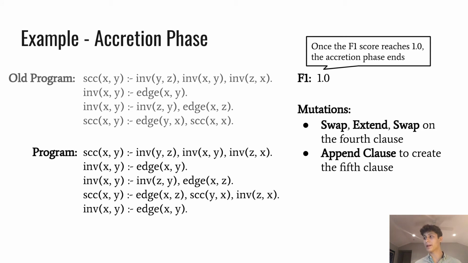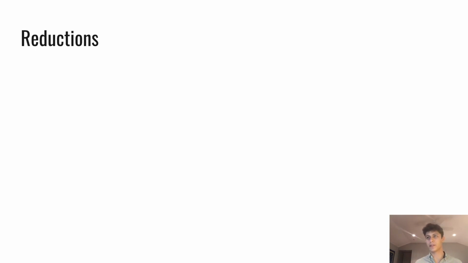Finally, we swap, extend, and swap on the fourth clause, completely deactivating it. As a result, the fitness reaches 1.0, and we perfectly match the input-output example. We also append a clause to create the fifth clause, but this clause is redundant with the second clause, so it doesn't affect the fitness. Notice now that we have a program that matches the input-output example, but might overfit it and is difficult to read. This is where the reduction phase comes in.